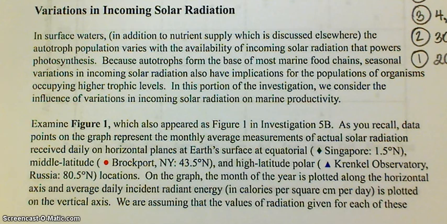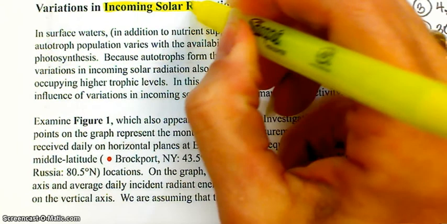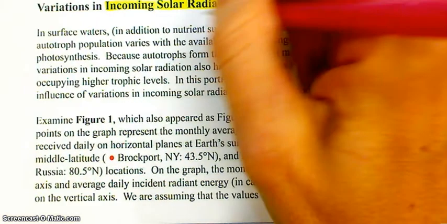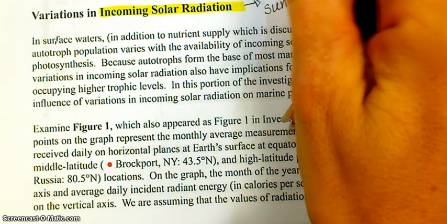All right, we're going to pick up with variations in incoming solar radiation. First of all, incoming solar radiation is just kind of a technical way of saying sunlight. Variations in sunlight, okay? So all of that just really means sunlight.